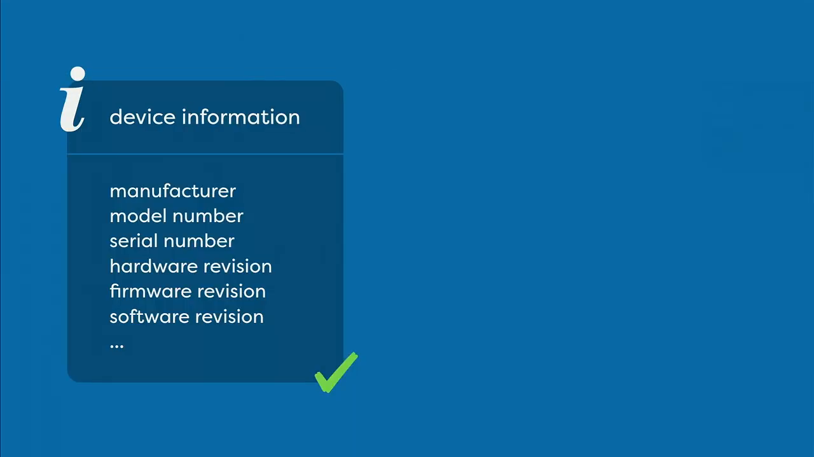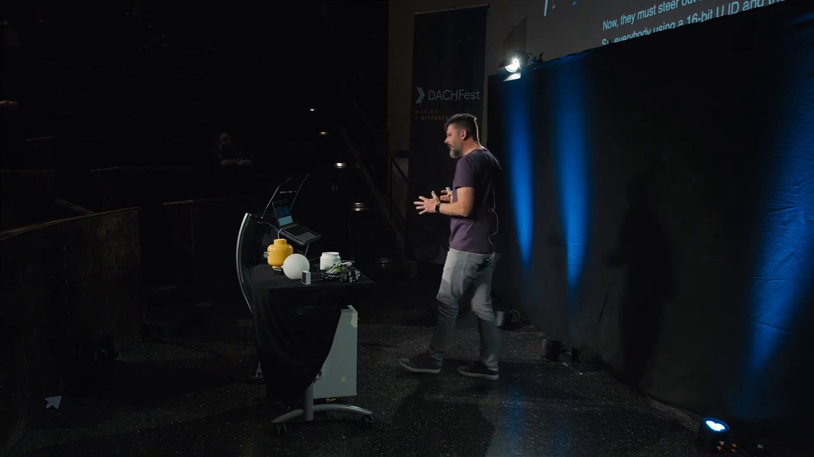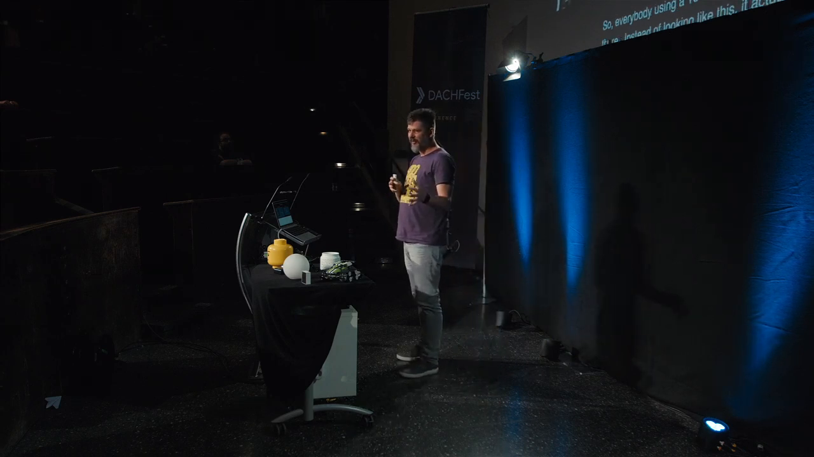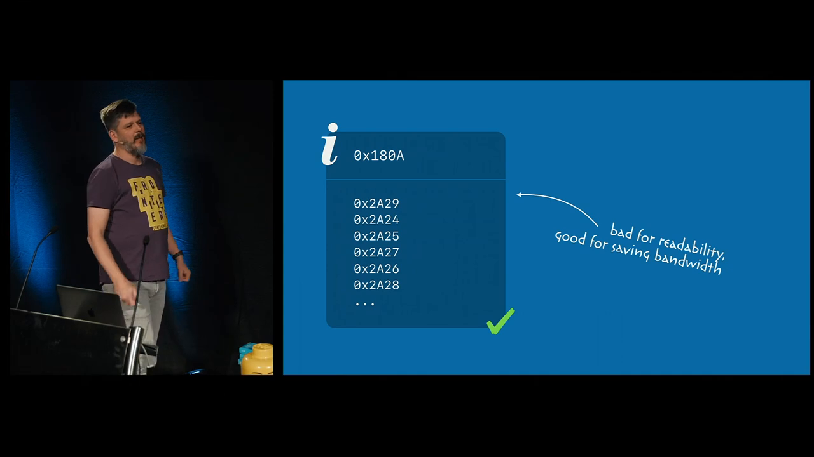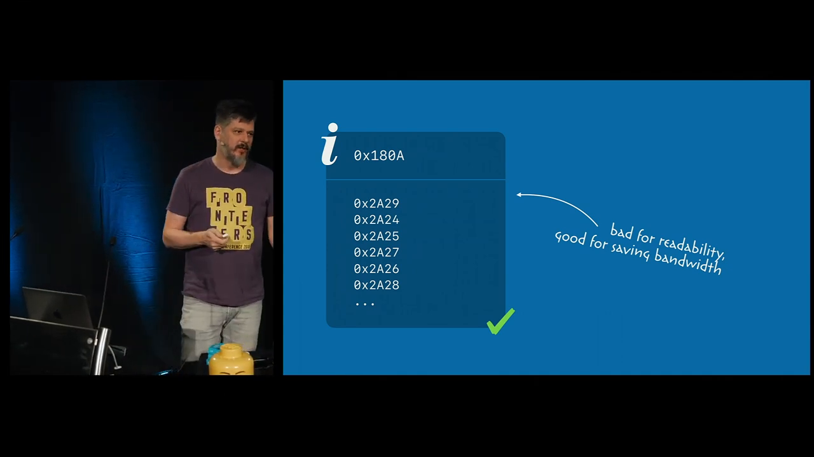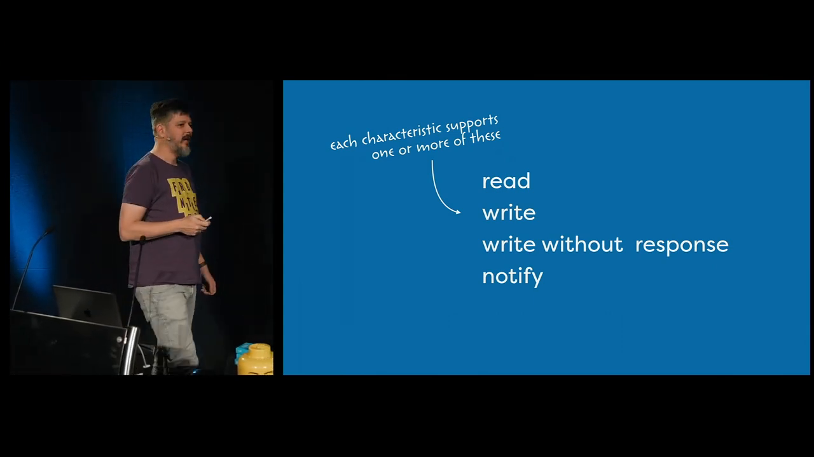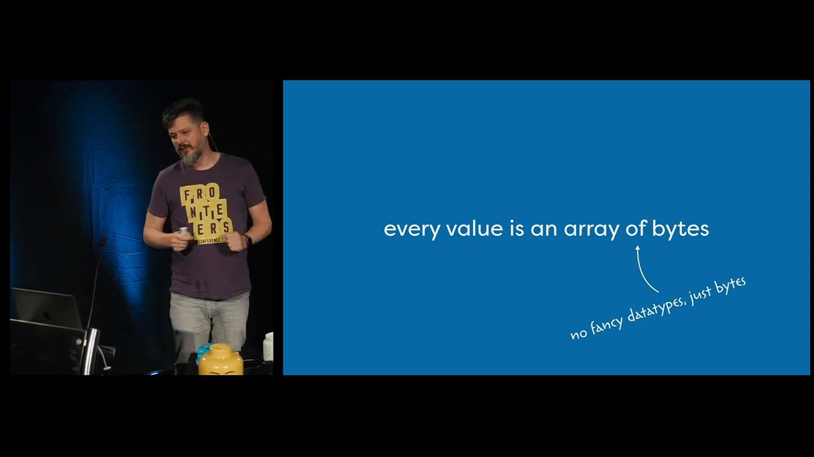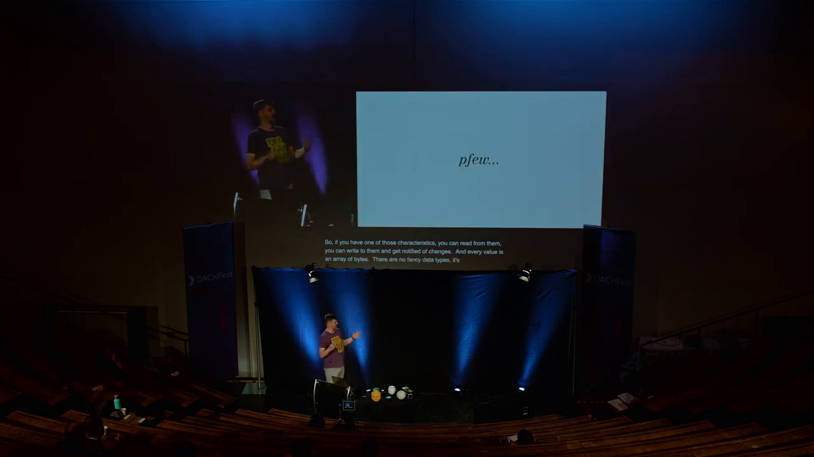So instead of looking like this, it actually looks like this. So this is really bad for readability and figuring out how things work. But that's actually very good for Bluetooth itself, because Bluetooth has low bandwidth, and sending just numbers is easier than sending complete strings. So if you have one of those characteristics, you can read from them, you can write to them, and you can get notified of changes. And every value is an array of bytes. There are no fancy data types, it's just bytes. So, phew.